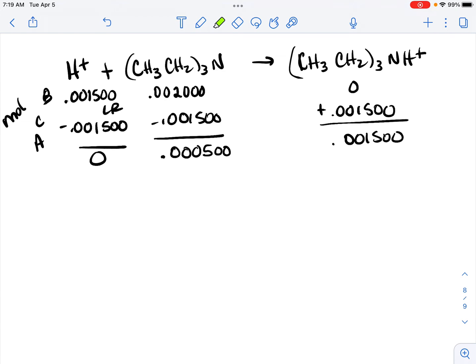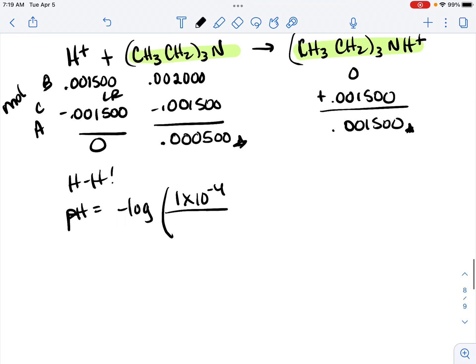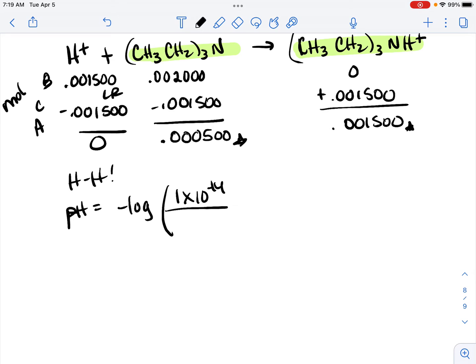But notice that what's in my flask is my conjugate pair. So this is a buffer. So I'm going to use Henderson-Hasselbalch. And that's because I have concentrations of both of my conjugate pair. So this would be pH equals the negative log, again, of Ka. I didn't figure out what it was. So I'm going to do 1 times 10 to the negative 14th divided by 5.2 times 10 to the negative 4th, which is the Kb, plus the log of, remember this has to be conjugate base over conjugate acid.